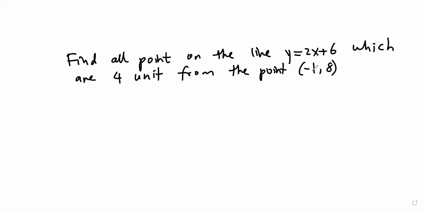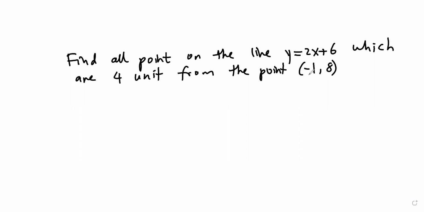Okay, so here I assume the point is -1/8 because it was not visible from the photo. So I'm assuming it's -1/8, and if it's a different point, then you can adjust it accordingly. So this will give you an idea how to solve this problem. So here is a line.